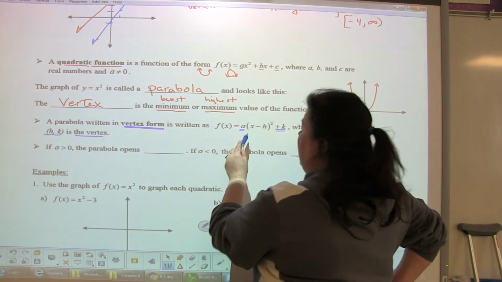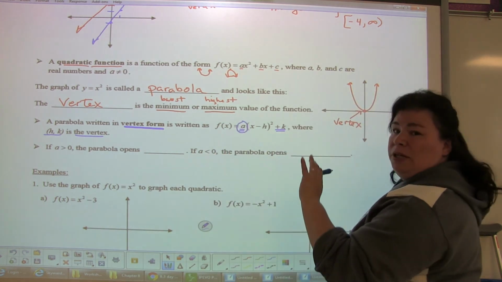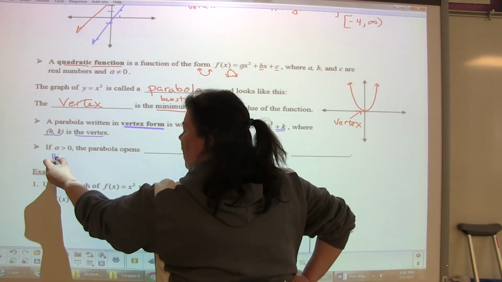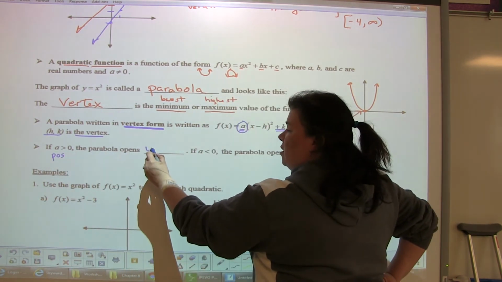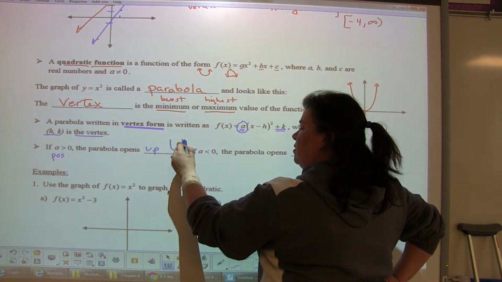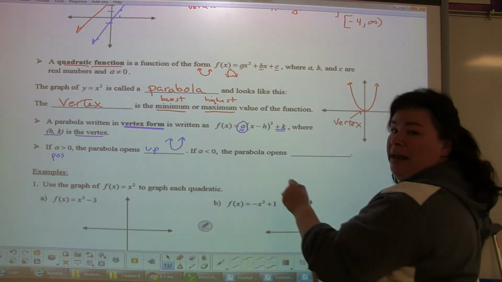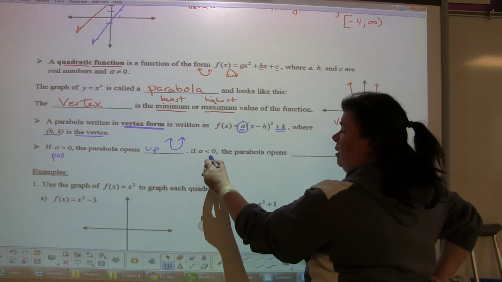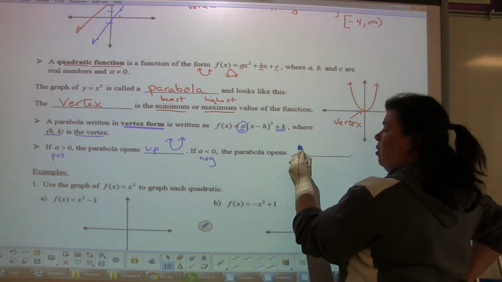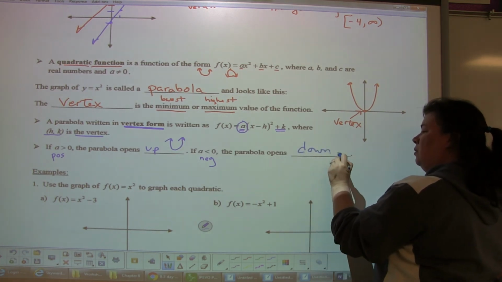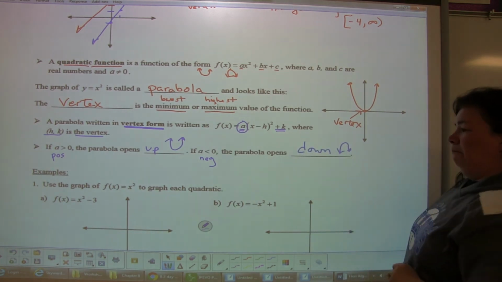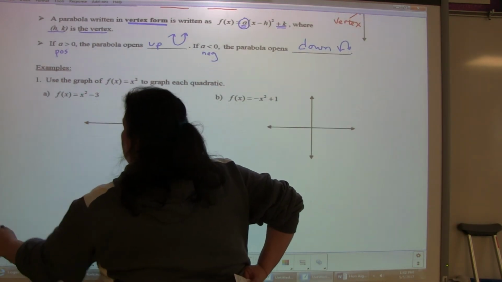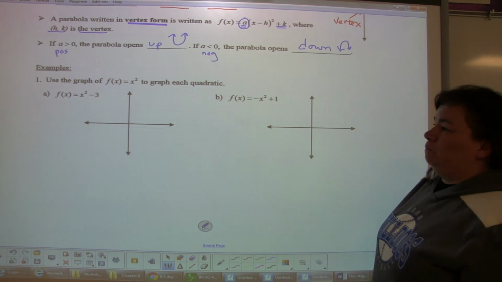So if our leading coefficient in front is positive, so if a is greater than 0, then the parabola opens up. It opens up like that. And if a is less than 0, so if this is a negative number, then our parabola opens down. It's opening like that. Okay? All right, so let's take a look at some examples.